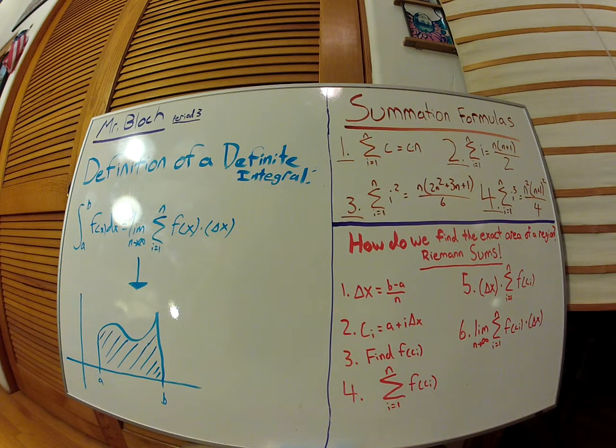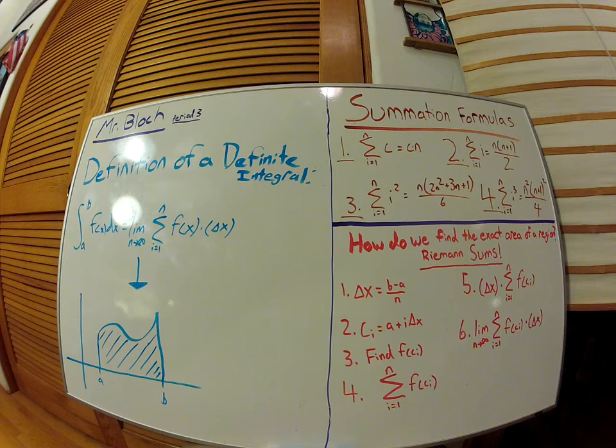Something to learn before we get further in is summation formulas. These formulas will help us find our Riemann sums. The first one is the summation of a constant is equal to the constant times n. Number 2, the summation of i is equal to n times n plus 1 all over 2. 3, the summation of i squared is equal to n times 2n plus 1 times n plus 1 all divided by 6. The fourth one, the summation of i cubed is equal to n squared times n plus 1 squared all over 4. Knowing these formulas will come in handy when calculating Riemann sums.